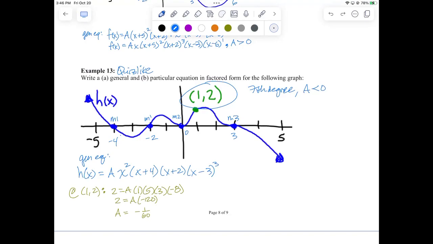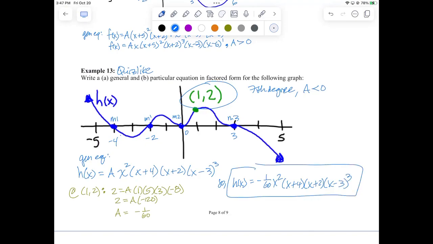Okay. So anyway, here's the equation. We know that h of x is going to be -1/60 times x squared times x plus 4 times x plus 2 times x minus 3 cubed. And there it is. There's your final equation.